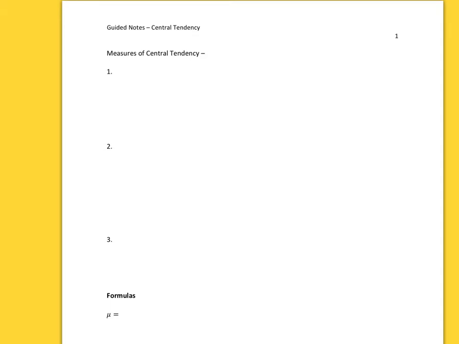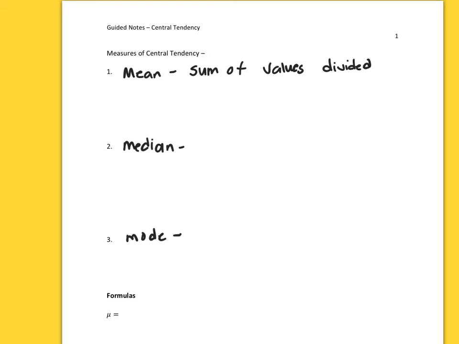There are three central ways to find the center of your data. And the three measures are mean, median, and mode. And you probably already know what each of these means. Your mean is the sum of values divided by the total number of values.